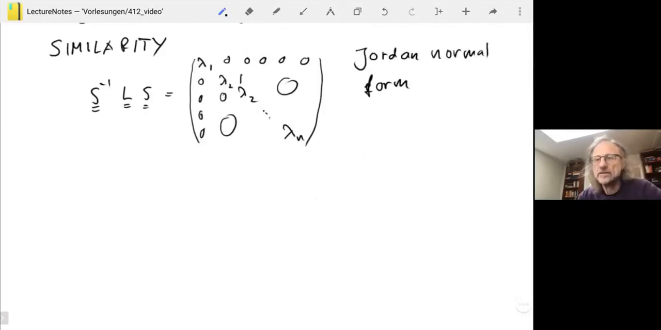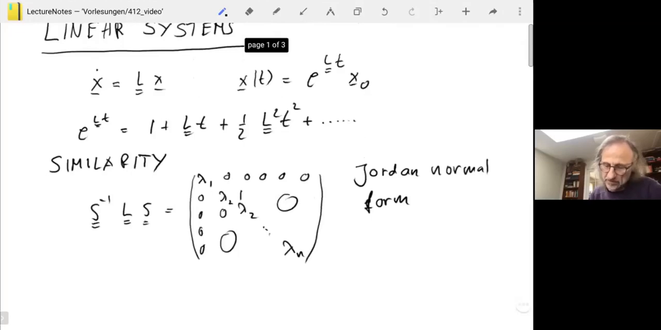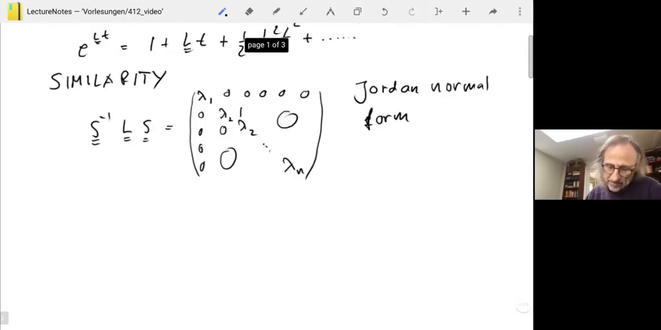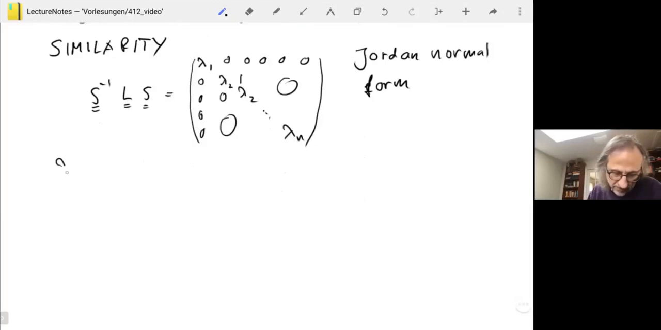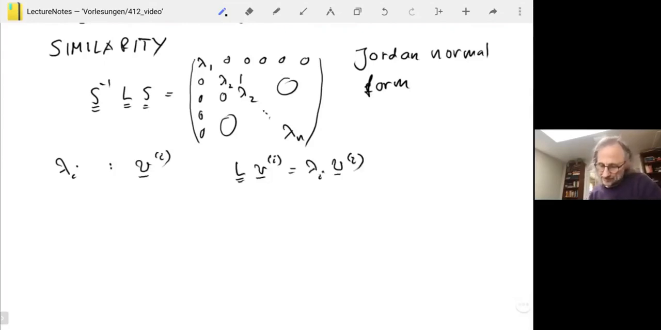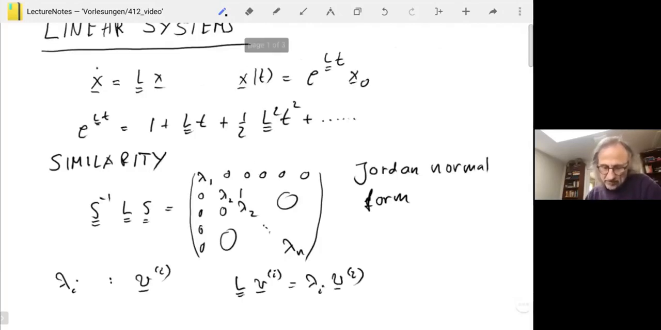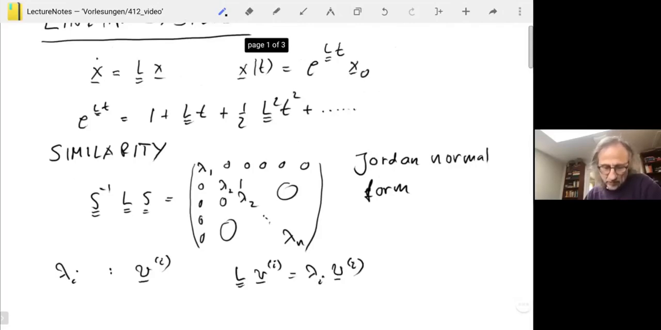What can we say? Well, the important thing for what we want to do here is that the solution is given by this exponential of that matrix. And if we have these eigenvalues, of course, with each eigenvalue, say lambda i, there's also an eigenvector, let's call it Vi, with the property that L times Vi is equal to lambda i Vi.